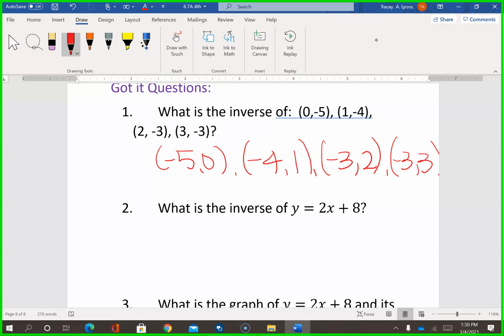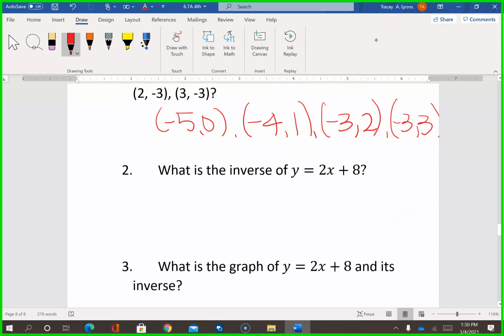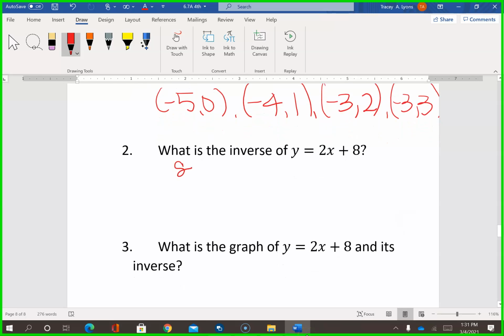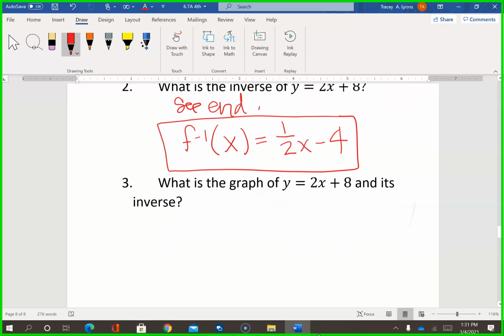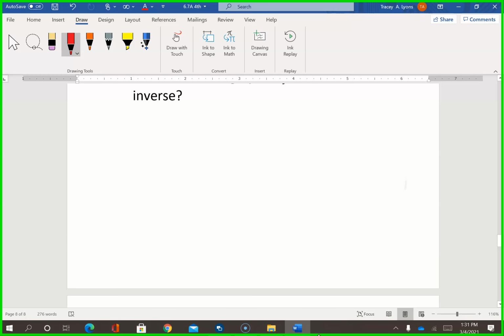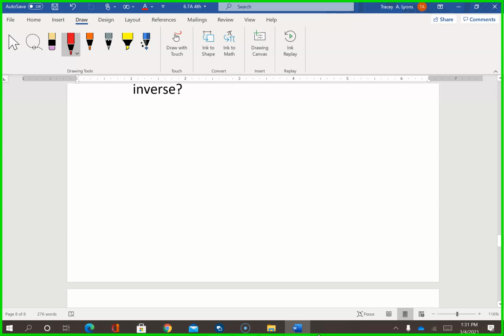Okay, doesn't say to graph them, doesn't say to do anything else. You're just finding out what the inverse of all of those are. This one we just found out. y equals, let's go like this instead, one half x minus 4. Okay, then it says what's the graph of both of those? Didn't put my graph paper in here, but I guess I'll take it.